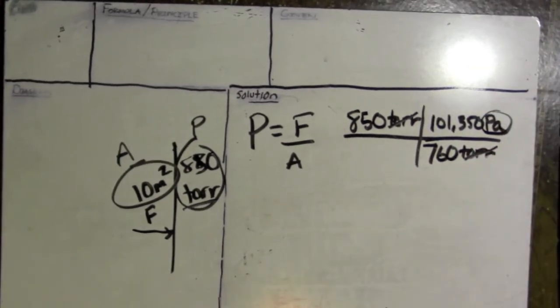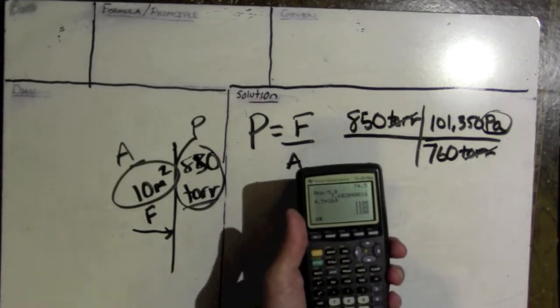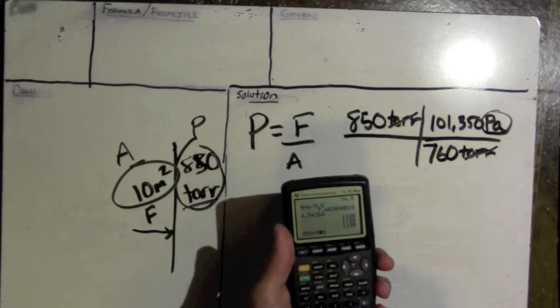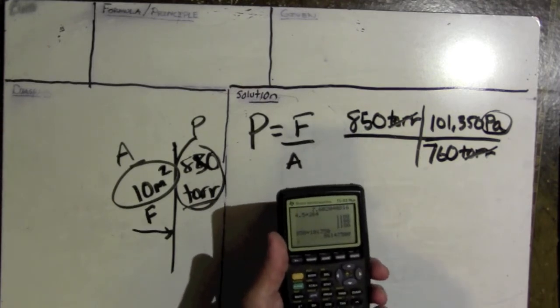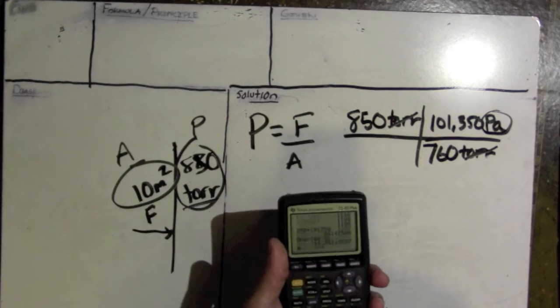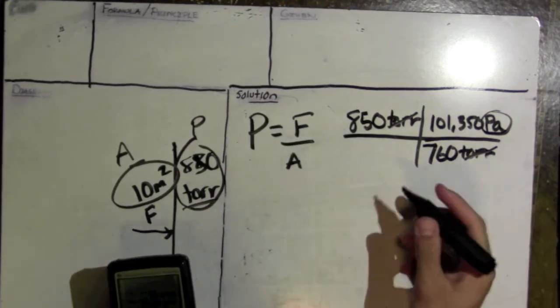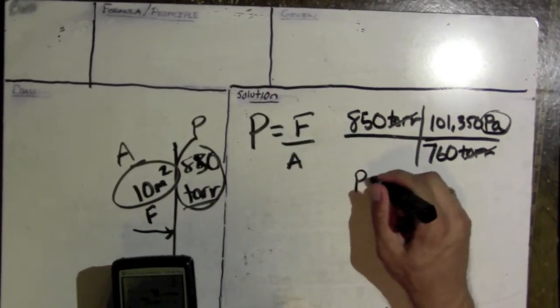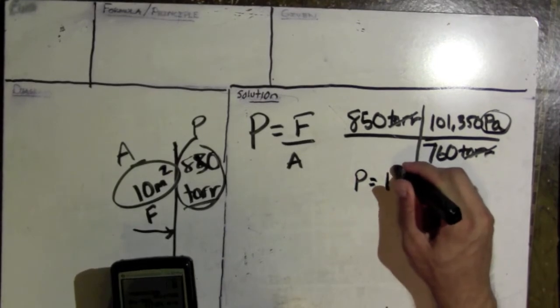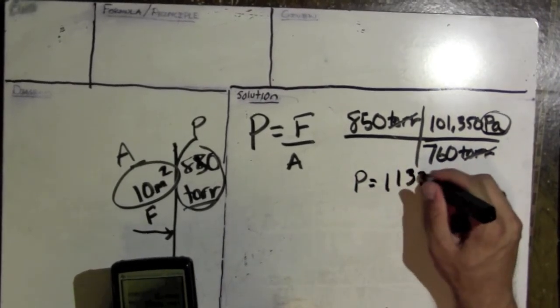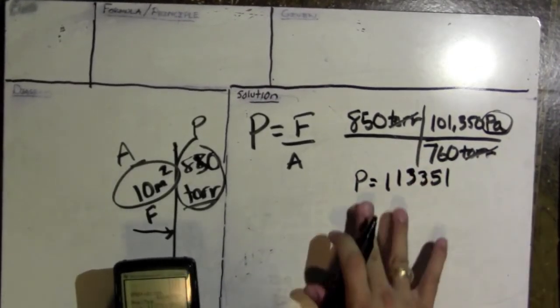So now this one's a little different than the one we did before because you have a term on the bottom. So you take your calculator out, you say 850 times 101,350, and then you divide it by 760. And when you do that, you get a pascal value, which is a pressure, of course, of 113,351.